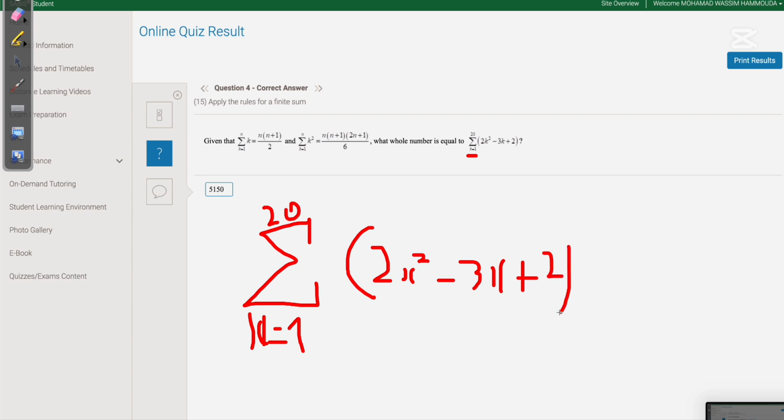You do shift log, the one with two squares, rectangles and squares next to it. You put 20 on top of the summation, x is equal to 1, then 2x squared minus 3x plus 2. This will give us 5150.